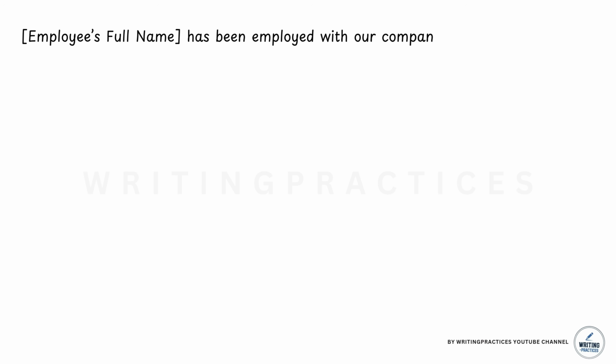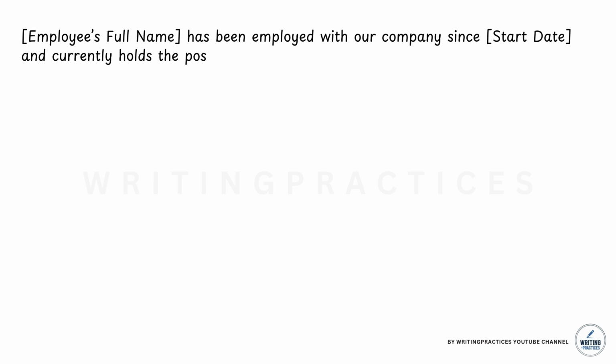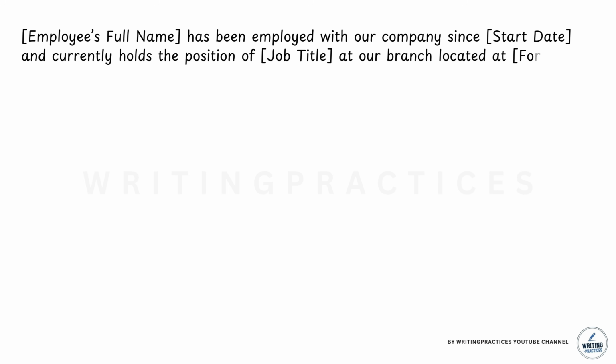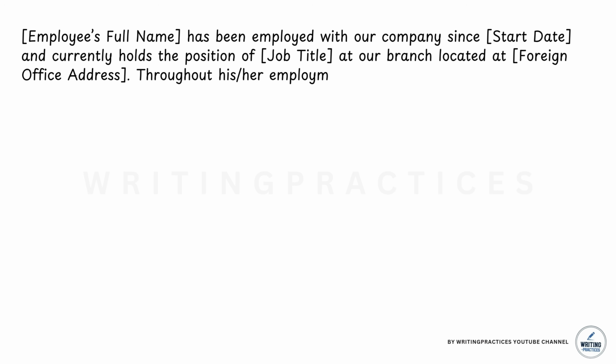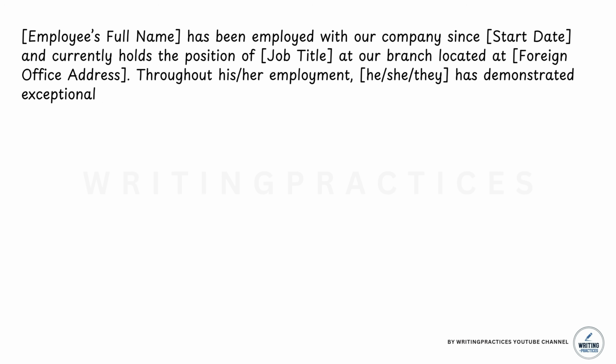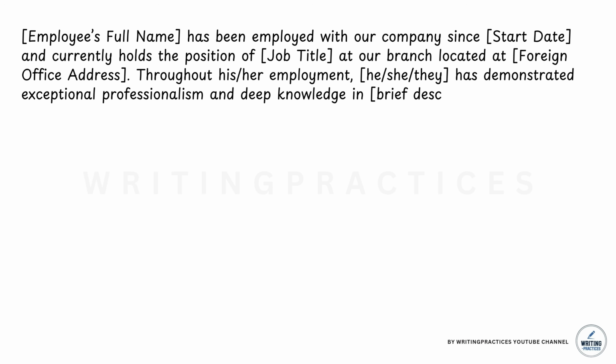Second body paragraph, employment background and qualifications. Now let's dive deeper into the employee's history with your company. Employee's full name has been employed with our company since start date and currently holds the position of job title at our branch located at foreign office address. Throughout his or her employment, he or she or they has demonstrated exceptional professionalism and deep knowledge in brief description of field or specialization. This paragraph gives the visa officer a sense of the employee's tenure, title, and area of expertise.